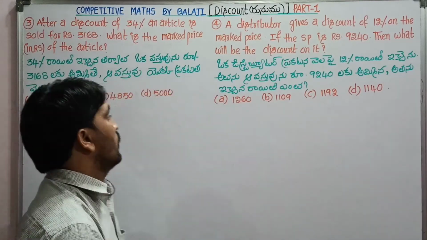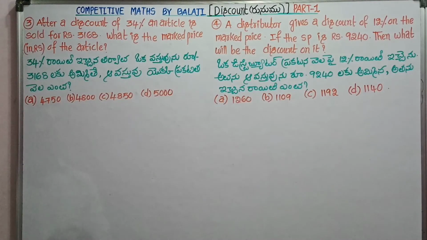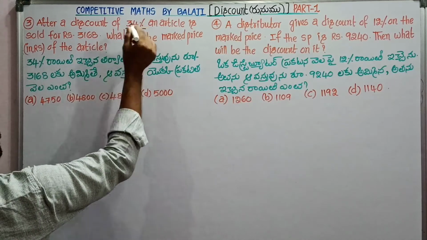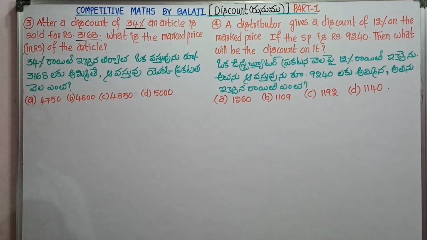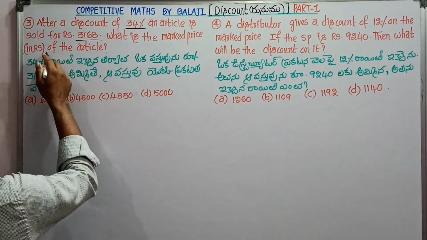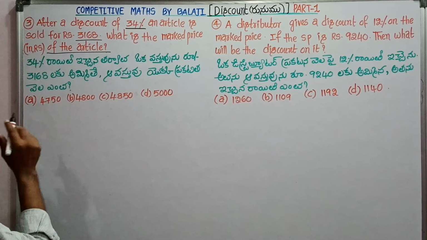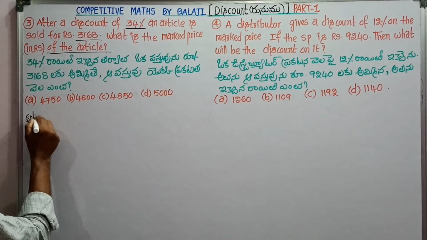Okay. Next question. Question number 3. After a discount of 34%, an article is sold for rupees 3,168. What is the market price of the article in rupees? Solution.